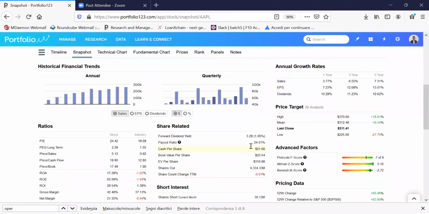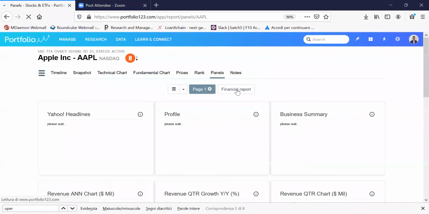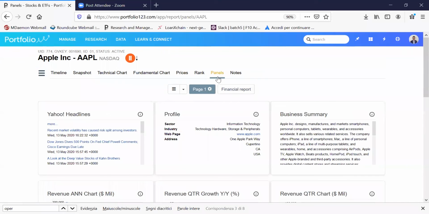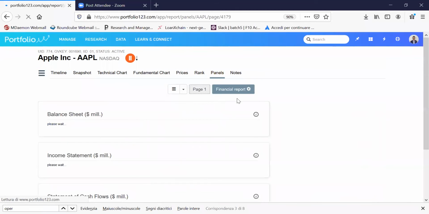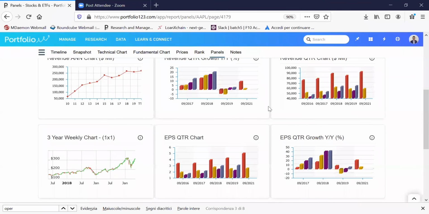But the point is, is this dividend, or at least dividend plus share buyback, so total shareholder yield, really sustainable? Because it seems like, compared to price earnings, it's a bit high. So let's dive into the financial statements. This is Panels, which is a functional Folio where you can see a lot of details of the company, and you can actually customize this a lot. I invite you all to have at least the financial report as a panel.